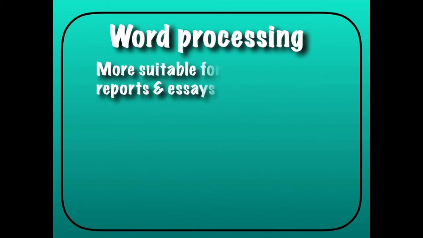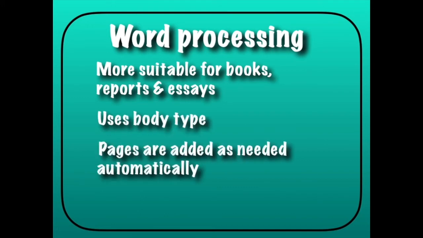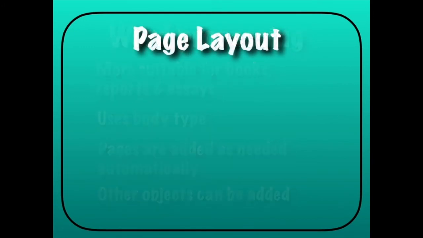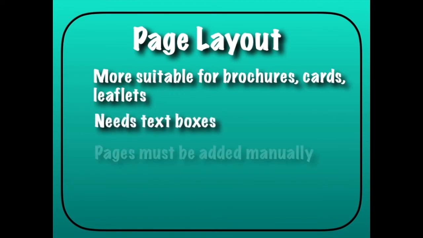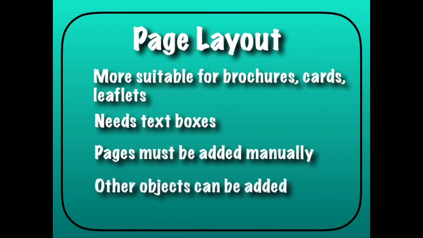A word processing template is more suitable for books, reports and essays. It uses body type and the pages are added as needed automatically. Other objects can be added, of course. Page layout templates are more suitable for brochures, cards and leaflets. To enter text, you need to use text boxes, and the pages must be added manually as you need them. Other objects can be added though.